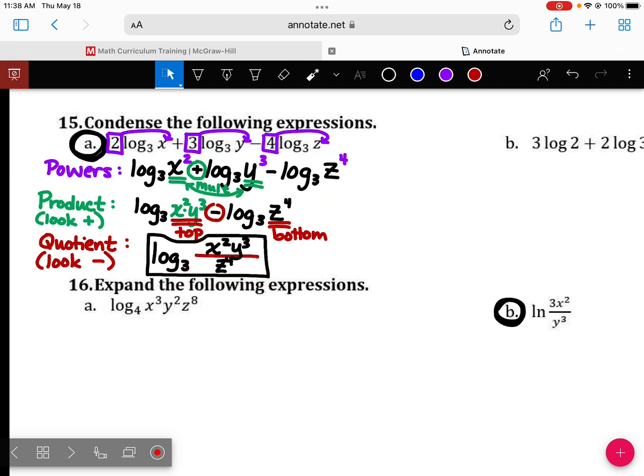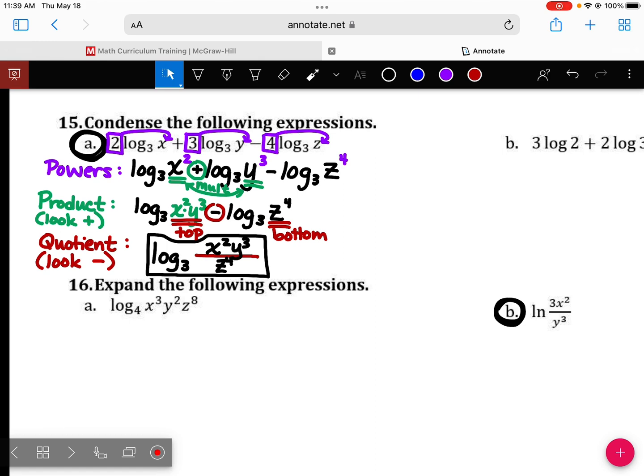Let's do number 16, part B. Before we do that, though, I do want to mention that if you go to look for your powers step and there are no numbers in front of the logs, then you skip that step and move on to the next one. If you don't see any addition between logs, then you skip that step and go to the next one. And if you don't see any subtraction, then whatever you got would be your final answer. For number 16, we're going to do a different process. We're going to expand.